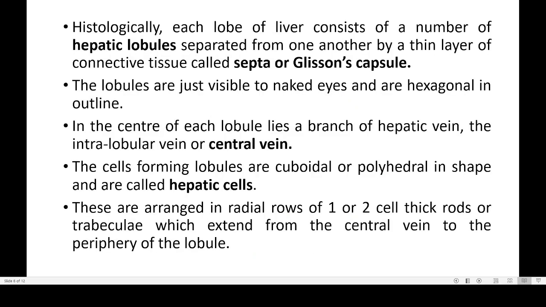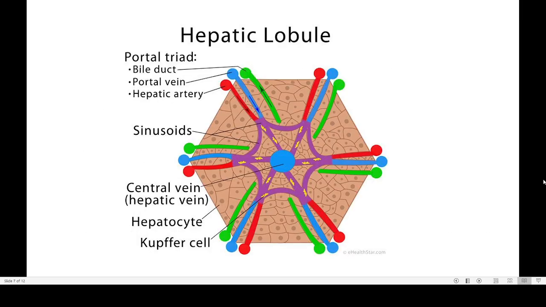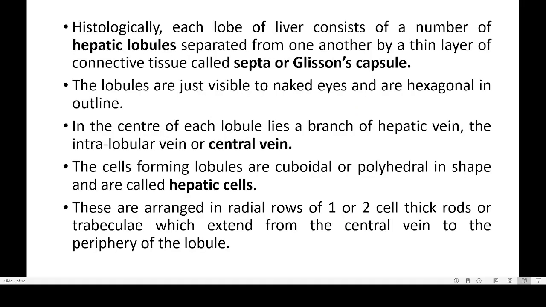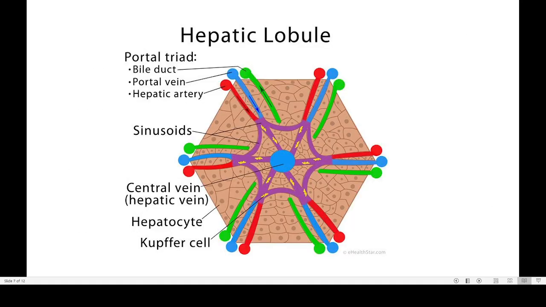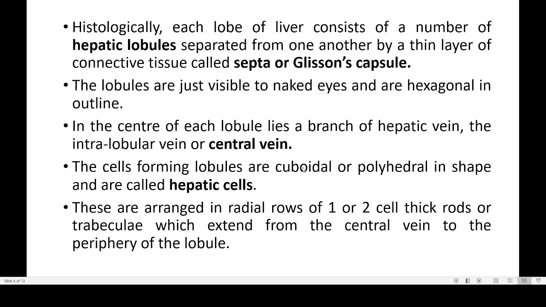Then the cells forming the lobules are cuboidal or polyhedral in shape and are called hepatic cells. Here you can see that each of these small cells is known as a hepatic cell. Their shape is either cuboidal or polyhedral, that is, they do not have a proper shape. That is why polyhedral is given. So each hepatic lobule has thousands of liver cells or hepatic cells, and at the center we find a central vein or hepatic vein.